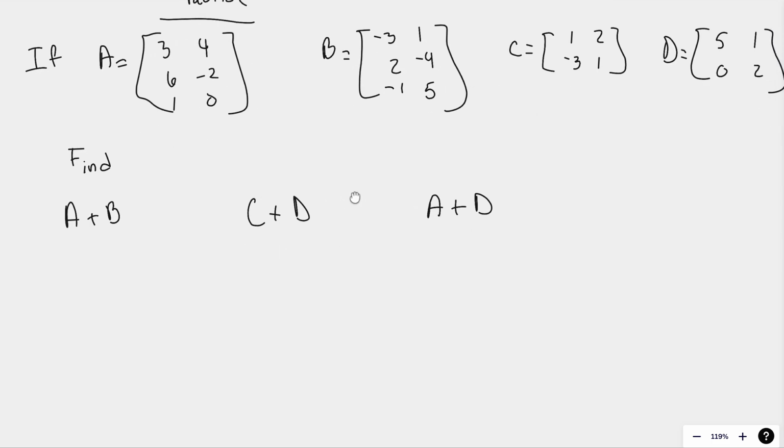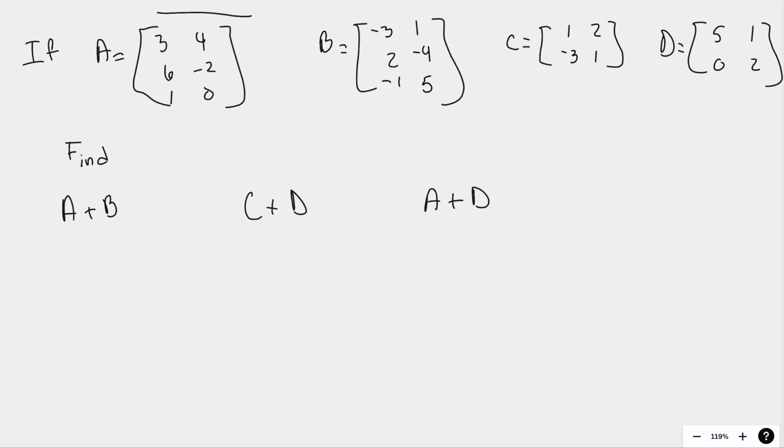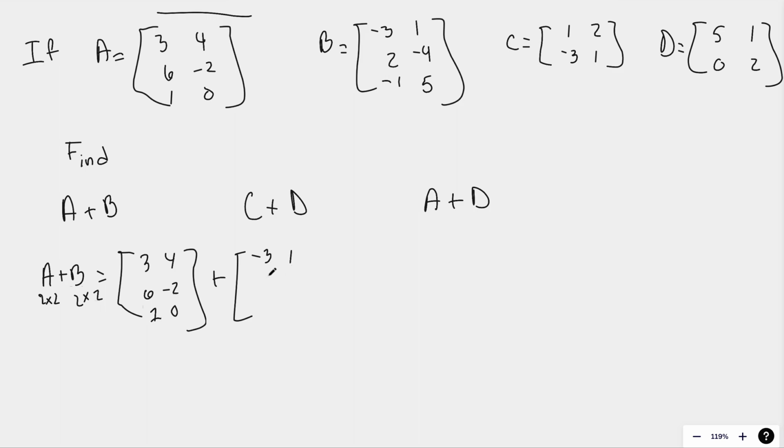Okay, hopefully you paused your video. And now I'm going to work through these questions. So let me start with A plus B. Well, A is a 3 by 2 matrix here, and B is also a 3 by 2, so our answer should be a 3 by 2. So A is 3, 4, 6, negative 2, 1, 0. Plus B is negative 3, 1, 2, negative 4, negative 1, 5.